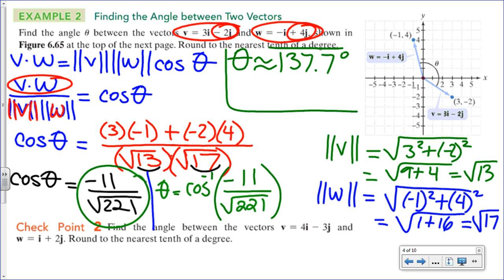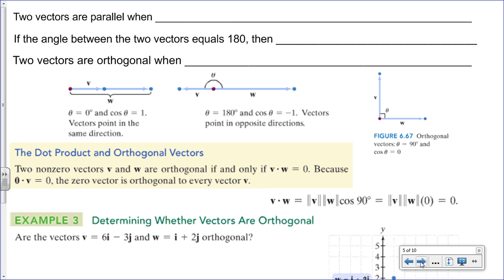Okay. So I'm going to leave checkpoint 2 for you to work on your own. And just so you know, the answer for that one will be 100.3 degrees. You can work that at home, or you will get enough practice with the homework. Okay, let's go to the next slide, and we're going to write a couple of definitions.